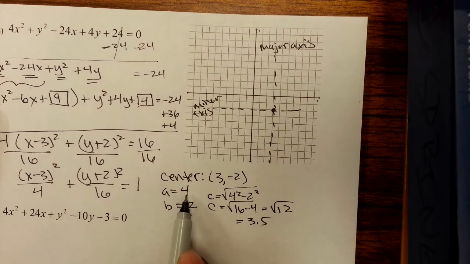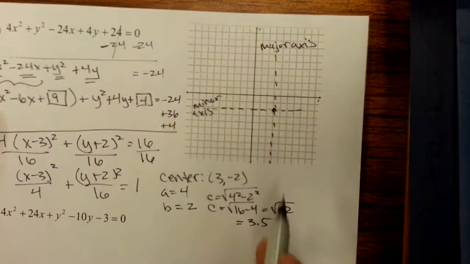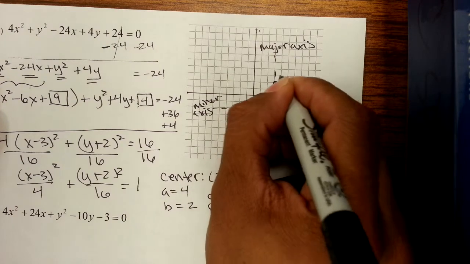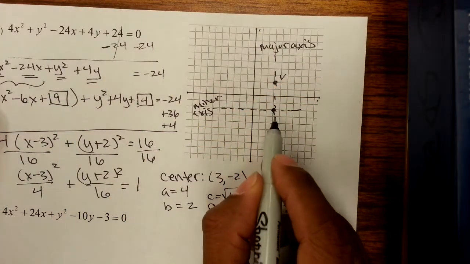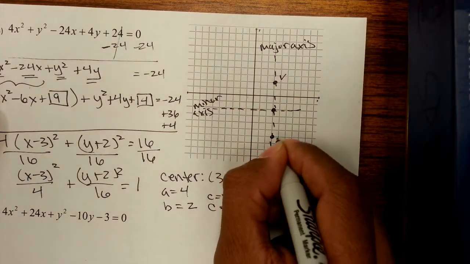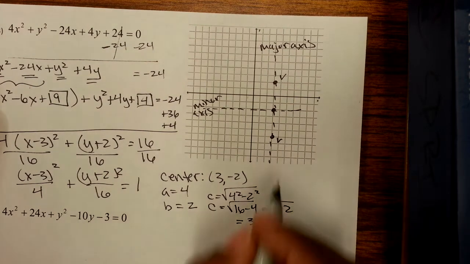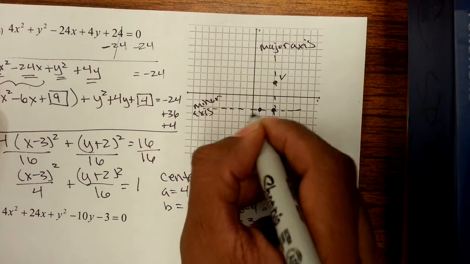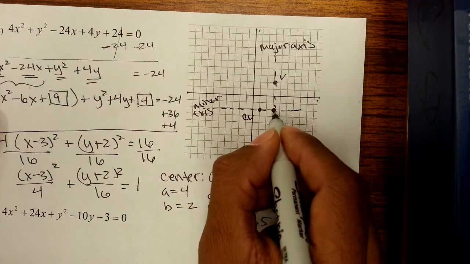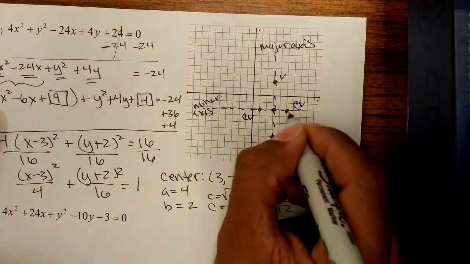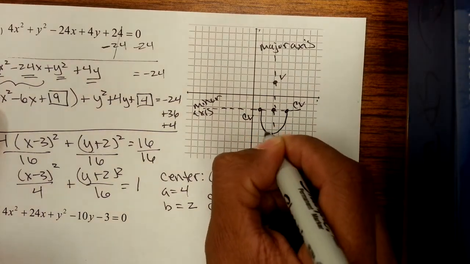So our a value is 4. So let's go along the major axis 4 spots. 1, 2, 3, 4. There's one vertex. 1, 2, 3, 4. There's my second vertex. Let's use the b value to get my covertices. So 2 spots to the left gives you one covertex. 2 spots to the right gives you another covertex. Here is my ellipse.